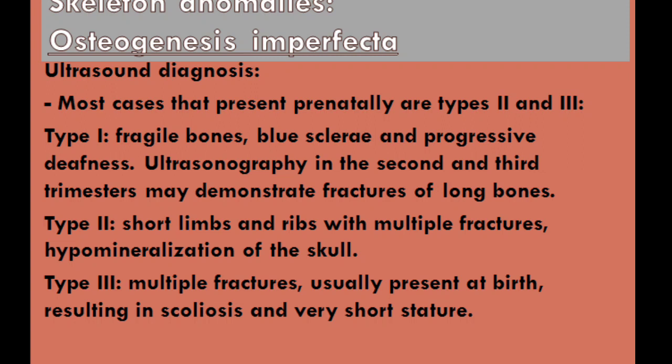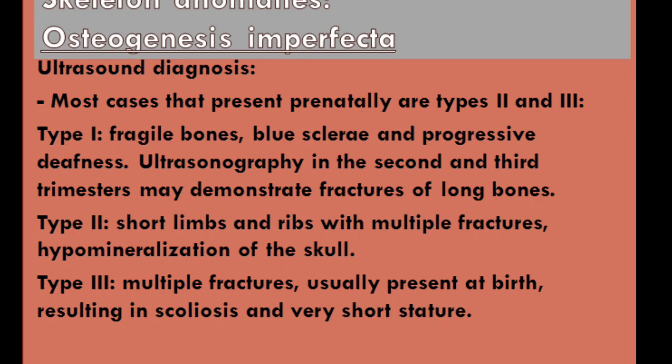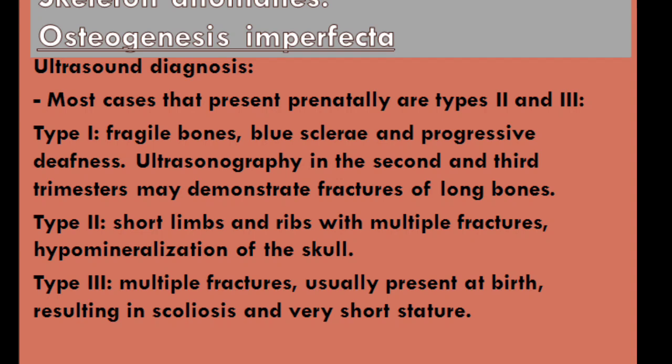Ultrasonography in the second and third trimesters may demonstrate fractures of long bones. Type 2: short limbs and ribs with multiple fractures, hypomineralization of the skull. Type 3: multiple fractures, usually present at birth, resulting in scoliosis and very short stature.